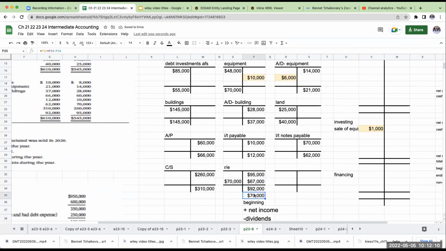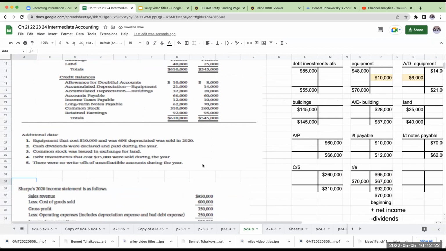Okay, so with dividends, I'm going to go to the financing section. I'm going to say payment of a dividend. And so because they said they were declared and paid, I do the opposite to cash, and that's how I go through and deal with that particular item. Wow, try to mess me up.